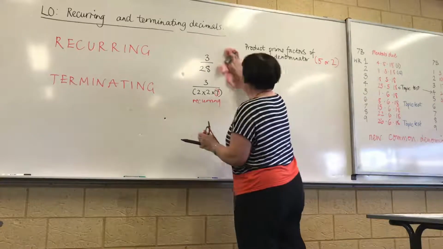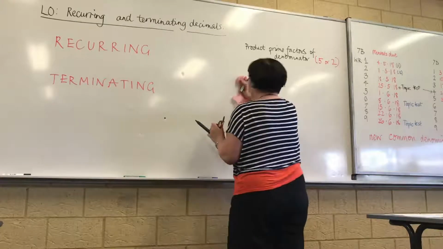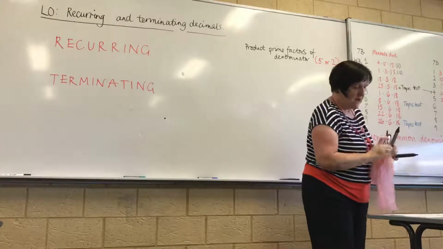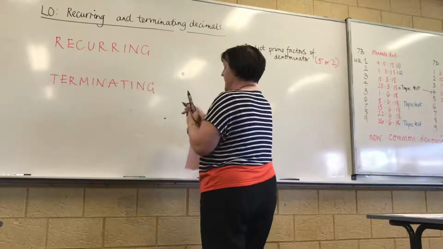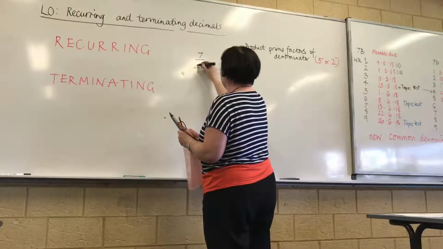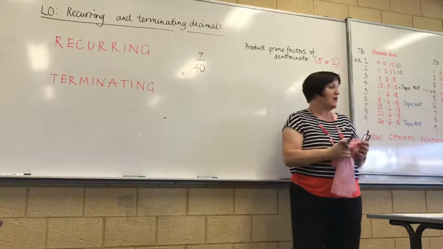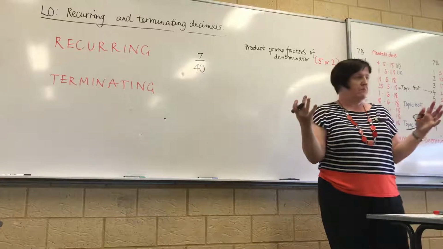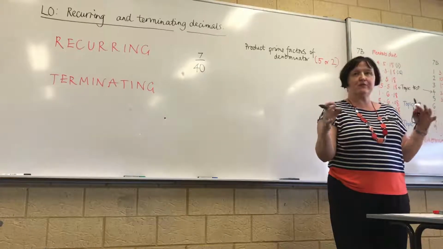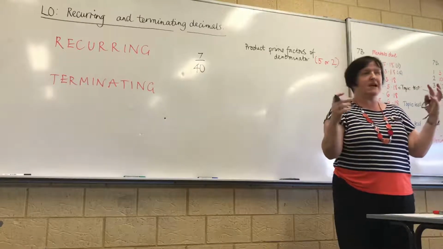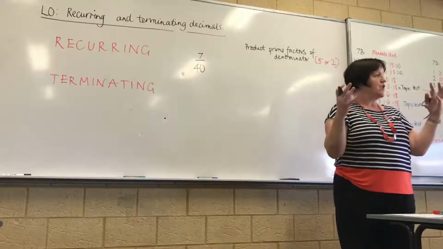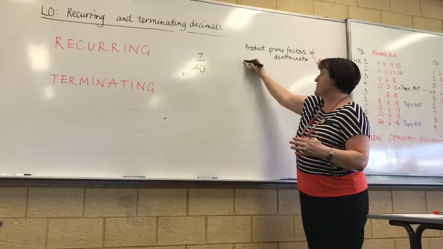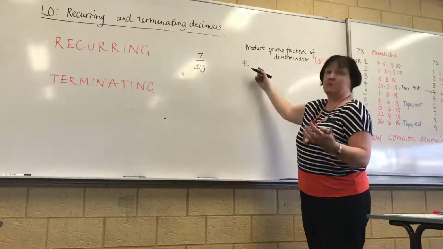Okay, so let's have a look. We're going to now do 7 over 40. So we need to decide whether or not we think it might be terminating or recurring. If you're not sure, the easiest way to do it is to do the product of the prime factors. So we do our factor tree.